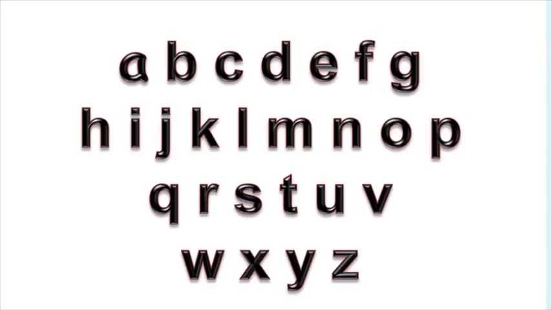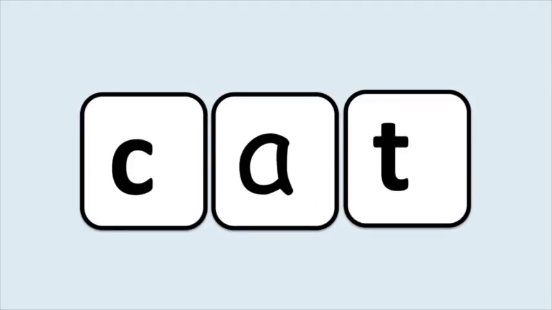alphabet. It is a collection of 26 symbols called letters. Each letter represents a sound. The letter S says S and Z says Z. The sounds are put together to make words.